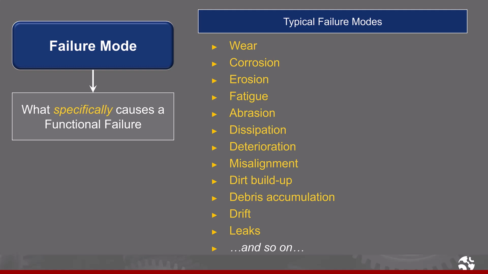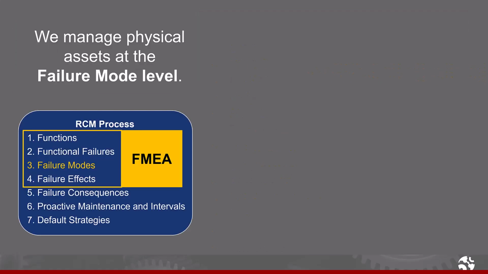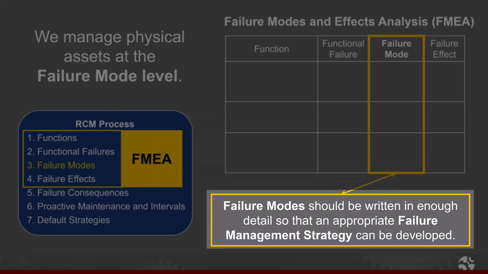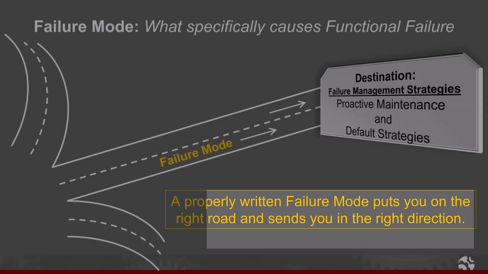Failure modes. A failure mode is what specifically causes a functional failure. Typical failure modes that we encounter in our industry are things like wear, corrosion, fatigue, and so on. Failure modes are a very important step in the RCM process because we manage physical assets at the failure mode level. So failure modes should be written in enough detail so that an appropriate failure management strategy can be developed.